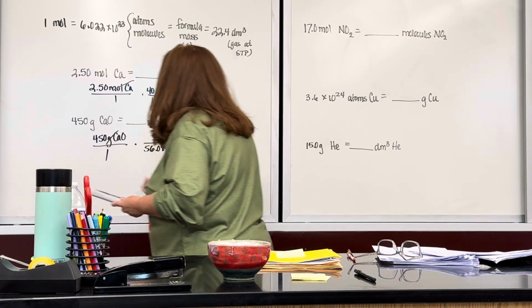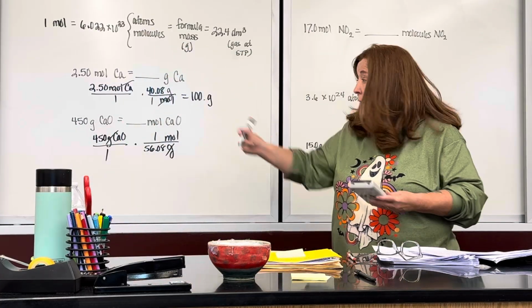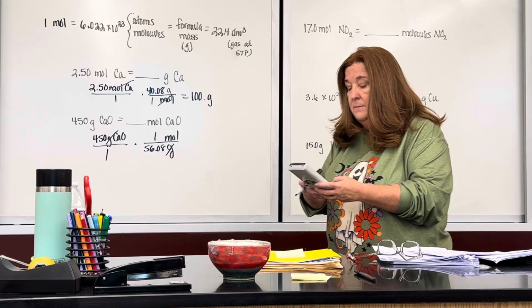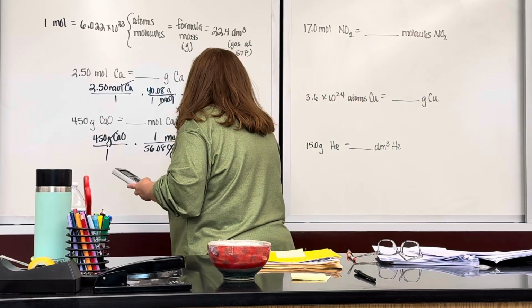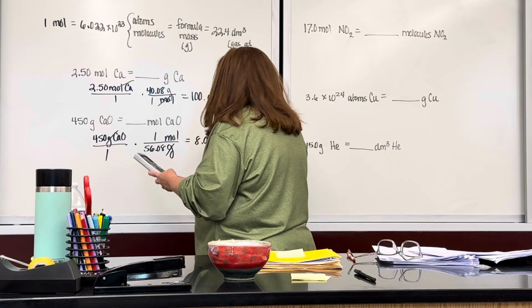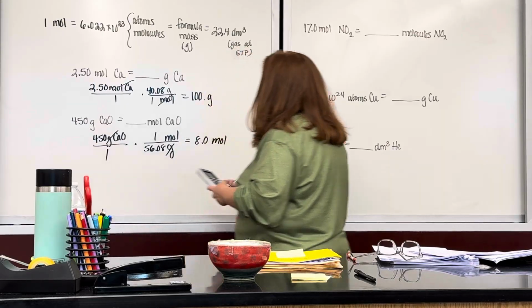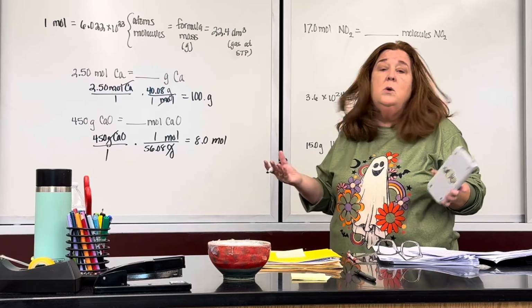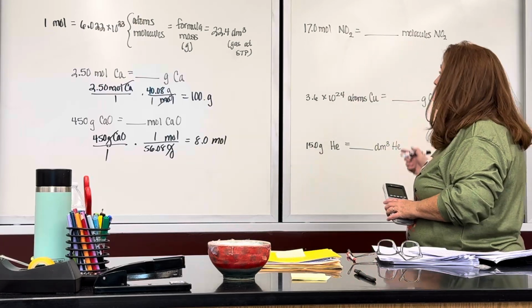And the grams will cancel out. And this time I divide 450 divided by 56.08, and I get 8.0. And that's how many moles of calcium oxide I would have. Every single one is done the same way. Moving on to the next one.